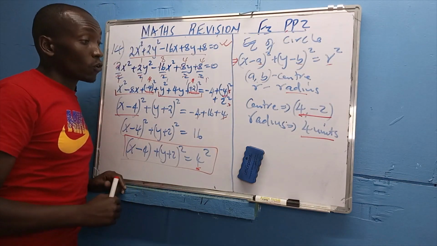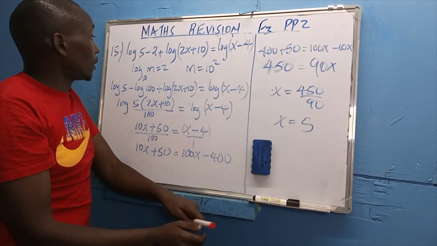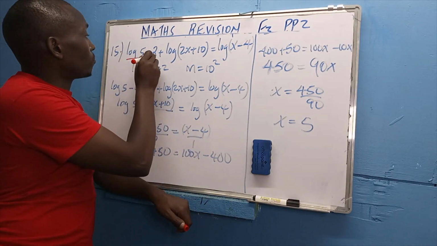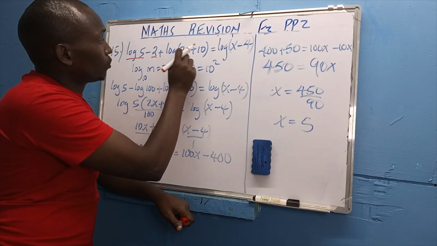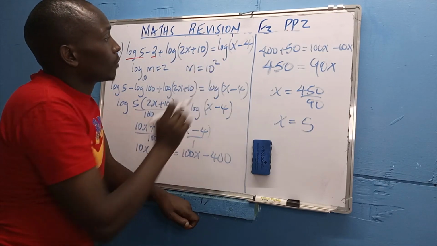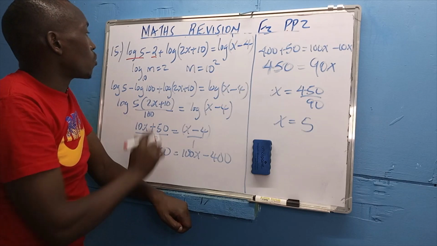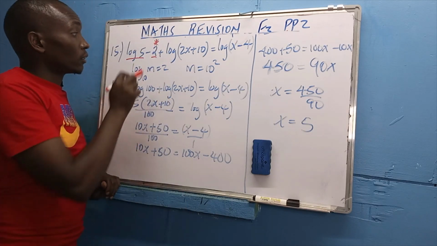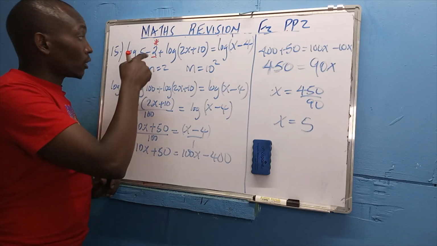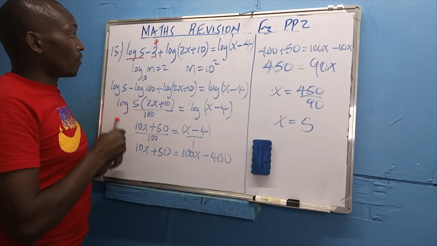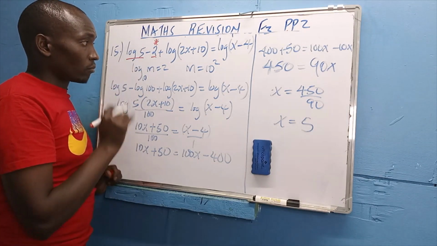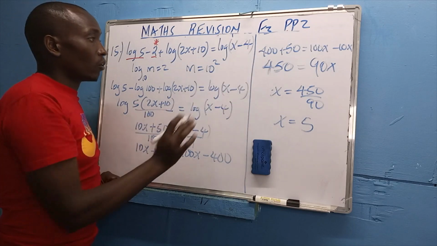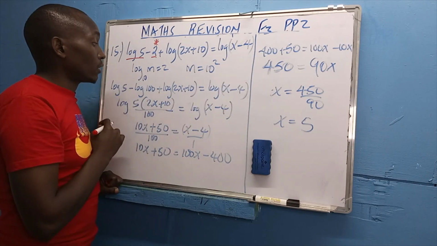Question number 15 here. You're given that log 5 minus 2 plus log of 2x plus 10 is the same as log of x minus 4. So the first area that you should pay some attention to is these two. You have to express it as a logarithm. Remember, these are common logarithms, logarithms to the base of 10.